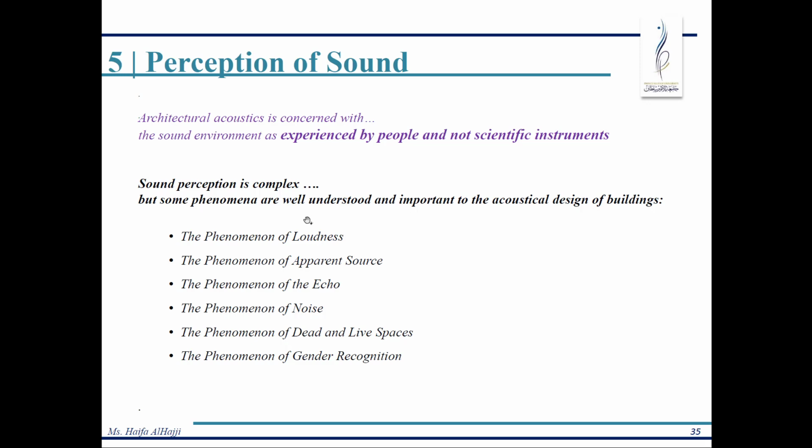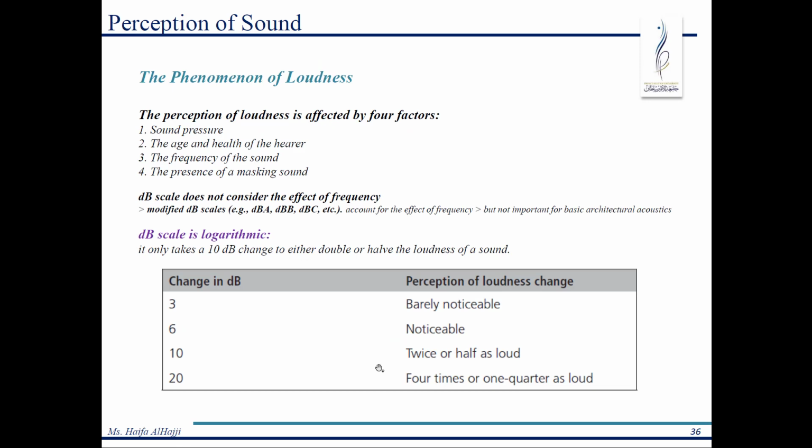So we have these phenomena in here. They are not like 1 plus 1 equals 2. You have to understand them so you can analyze a situation and know how sound is going to act in that situation. So we have something called phenomenon of loudness, and we have phenomenon of apparent source. We have phenomenon of echo. We have phenomenon of noise, dead and live spaces, and gender recognition. Now let's have a look first at the phenomenon of loudness.